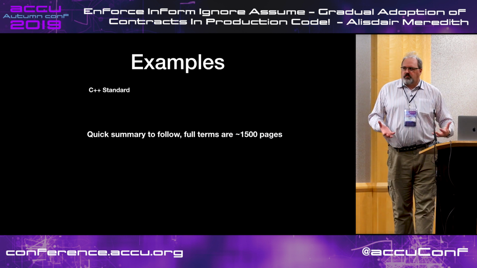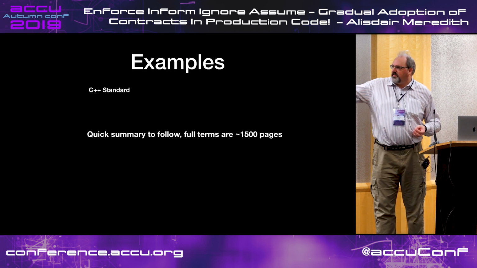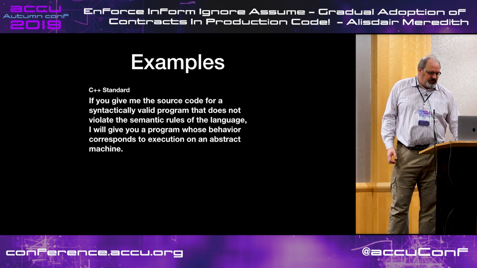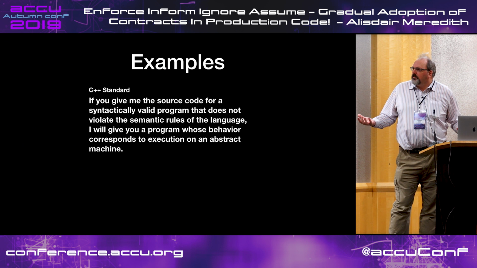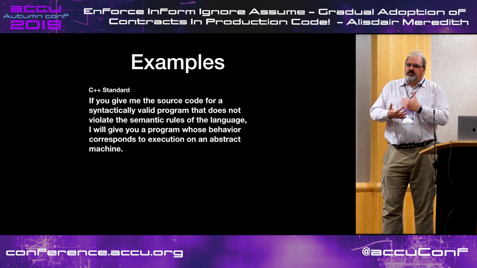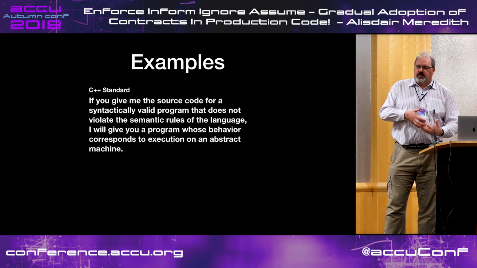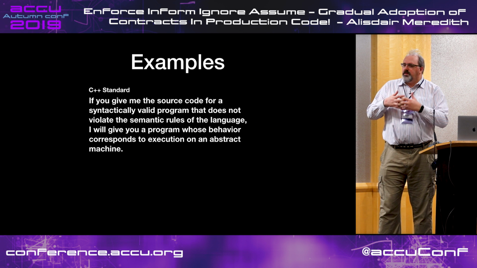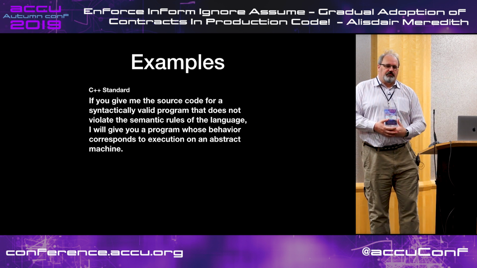So, examples of contracts in practice. The one I work with is the C++ standard. I'm saying 1,500 pages because that's C++17. Who knows what 20 will be? But the C++ standard gives you a promise that if you give it source code that conforms to the rules of the language and the abstract machine, when you run that program, it will give you behavior that corresponds to an interpretation of those rules.